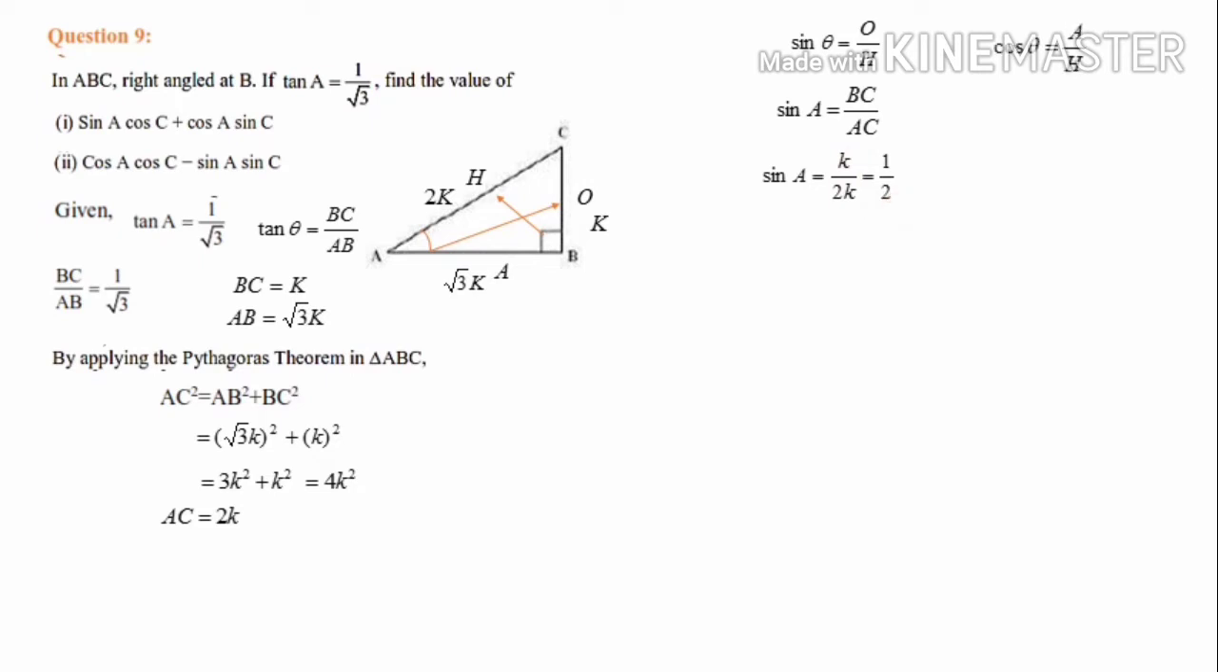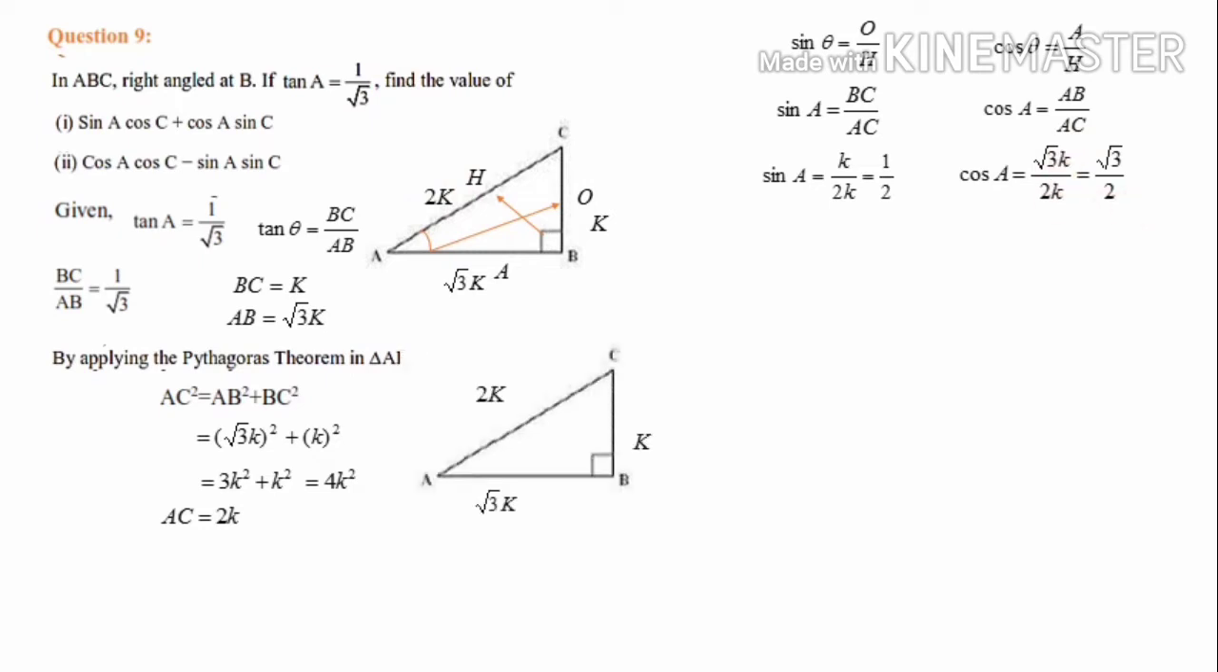Next is cos value, that is cos theta formula we have to write. Cos theta is equal to A by H. Then cos A is equal to A. A is here AB and H is AC. So AB by AC is written. Then cos A is equal to length of AB, that is root 3K, that is written, and length of AC is 2K, that is written here. So K cancelled. Finally we have got the answer root 3 by 2.